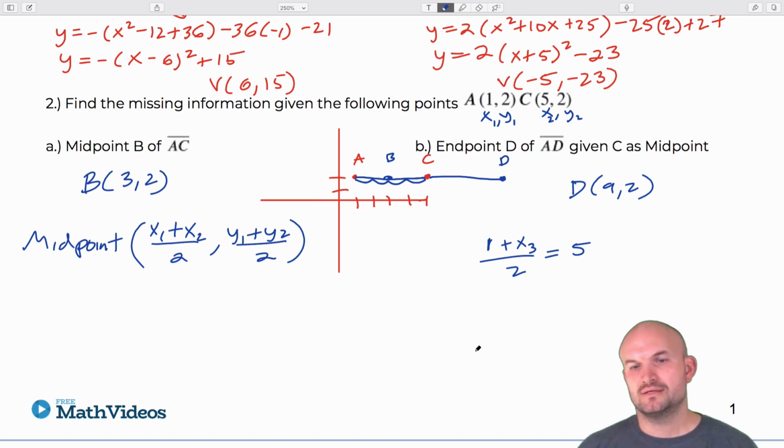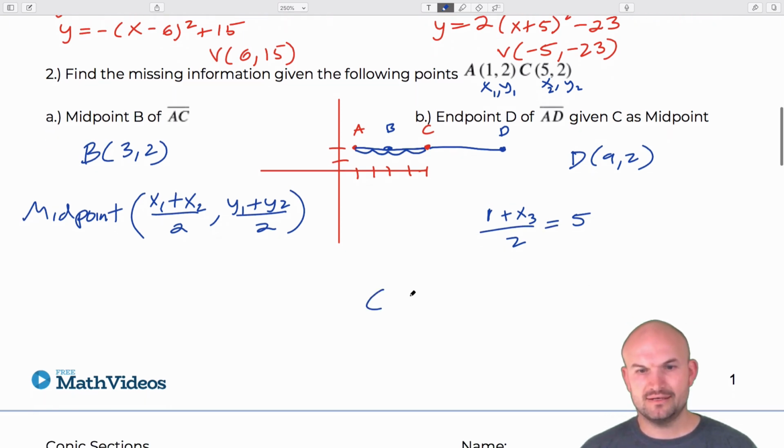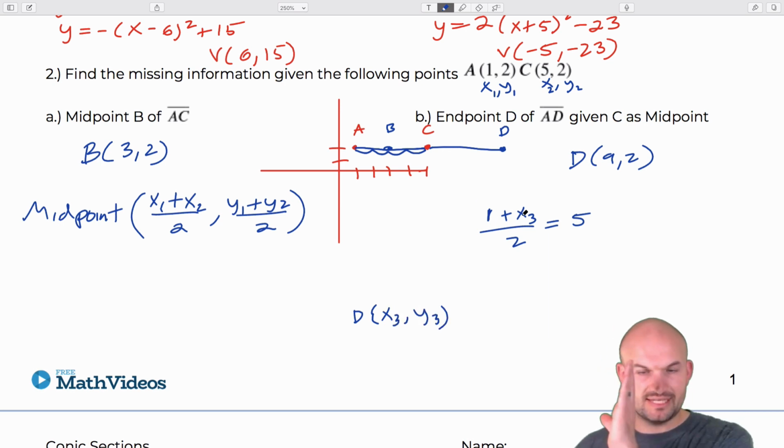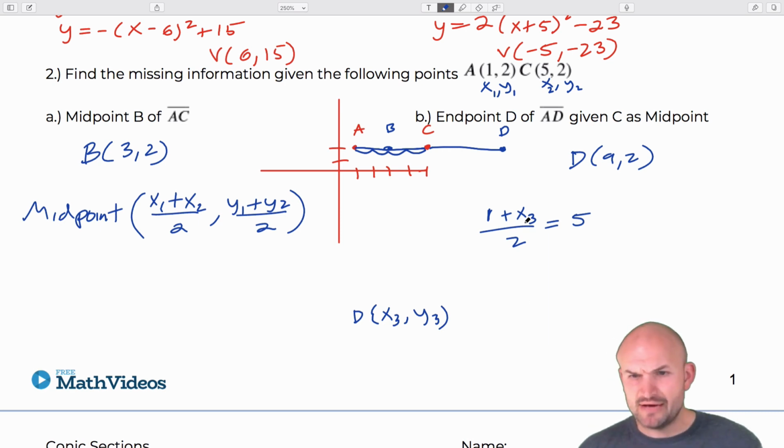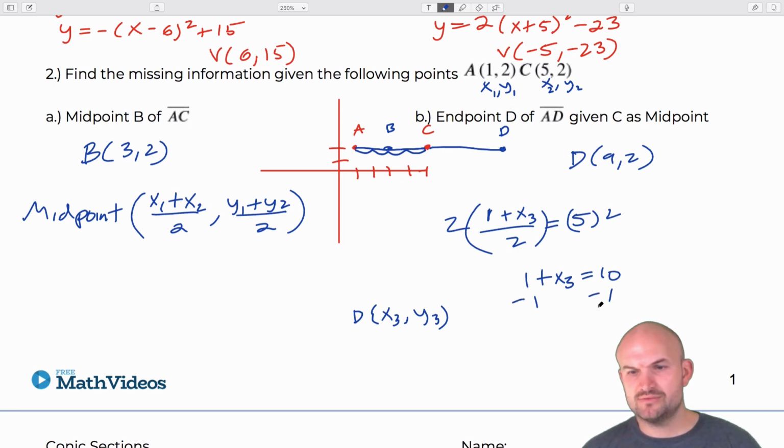My point D here, I'm going to use as x3 and y3. All right, so we know that A plus this x3 point, divided by 2 is equal to that midpoint, which we know is going to be C, which is 5. So now we just solve for x3. To get the 2 off the denominator, you multiply by 2 on both sides. And therefore, you get 1 plus x3 equals 10. Subtract 1, subtract 1. x3 is 9, which we already kind of knew.